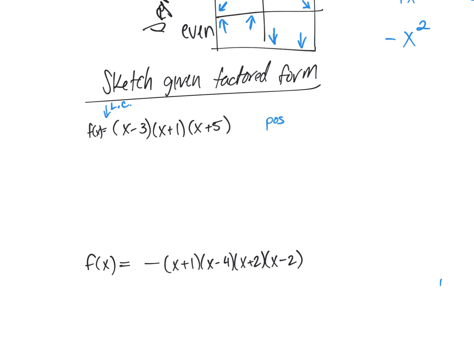And now, how do I determine the degree? Well, I think about if I multiplied this out, what would my exponent be? I have x times x times x. What would that be? To the third power, right? So it's odd because x times x times x is x cubed.